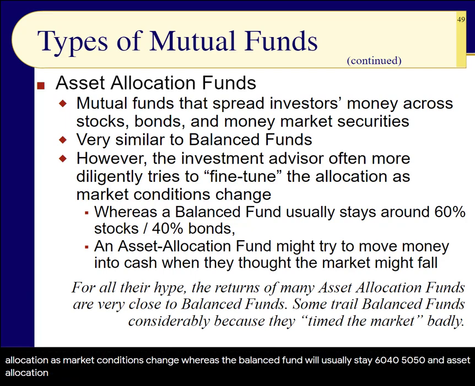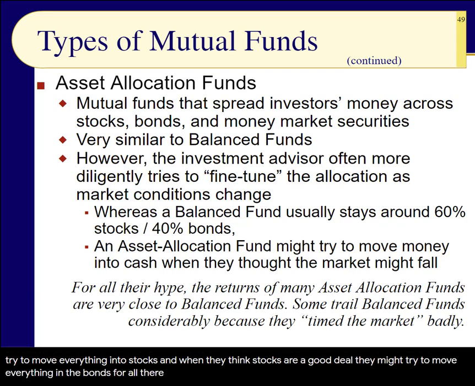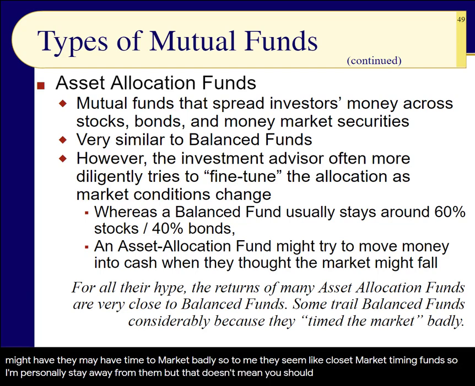An asset allocation fund might try to move money into cash when they think the markets might fall. They might try to move everything into stocks, and when they think stocks are a good deal, they might try to move everything into bonds. For all their hype, they tend to trail balanced funds considerably because they may have timed the market badly. So to me, they seem like closet market timing funds. So personally, I stay away from them. But that doesn't mean you shouldn't do your due diligence.